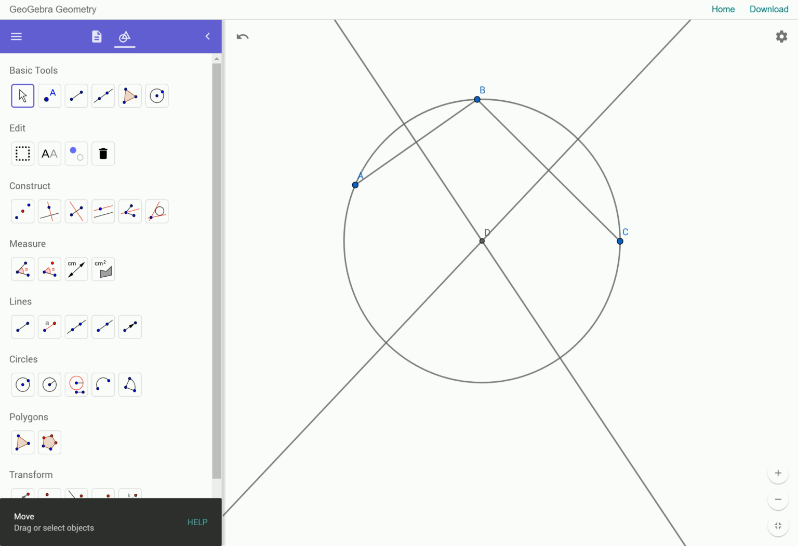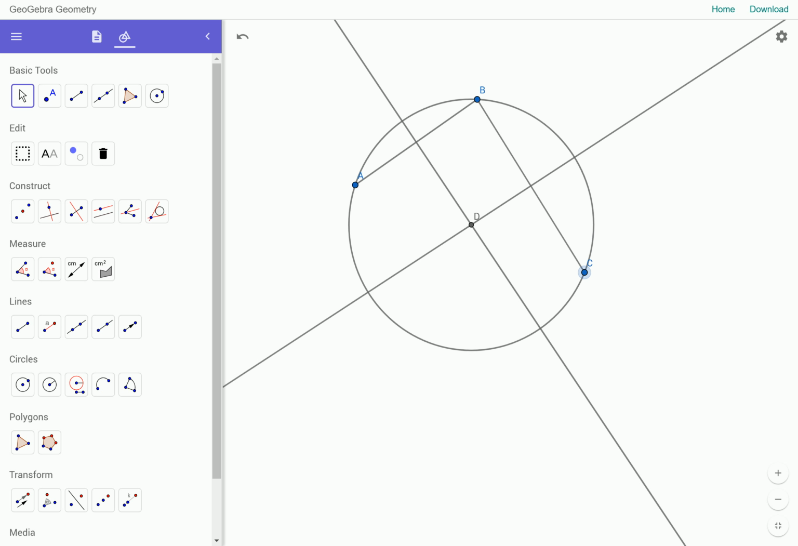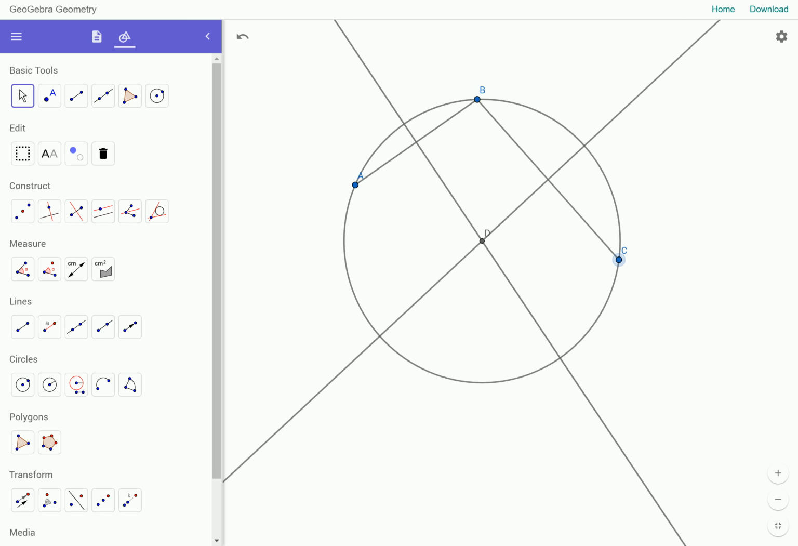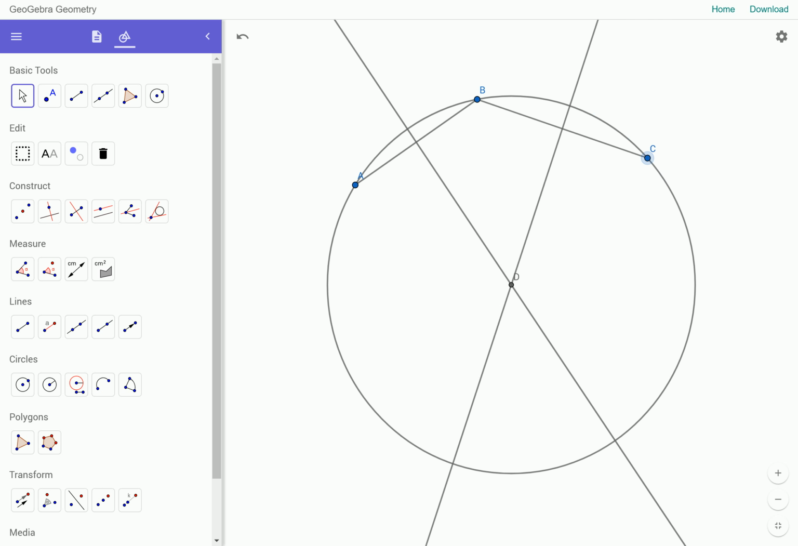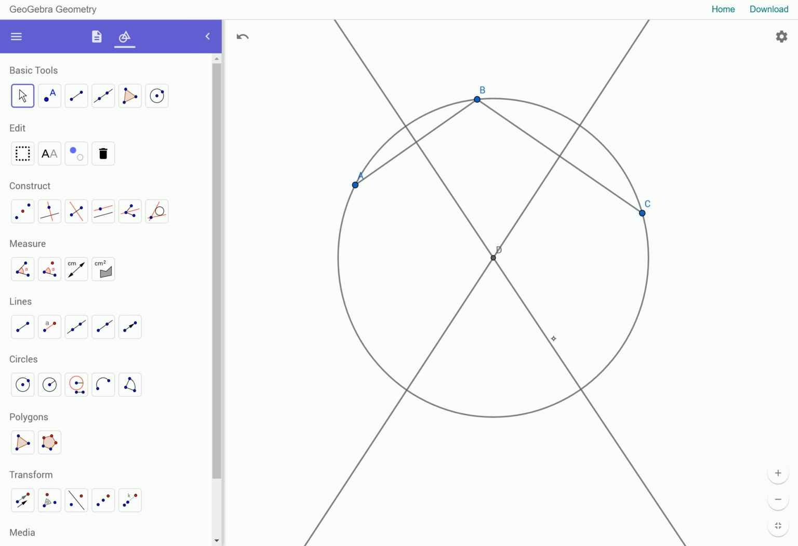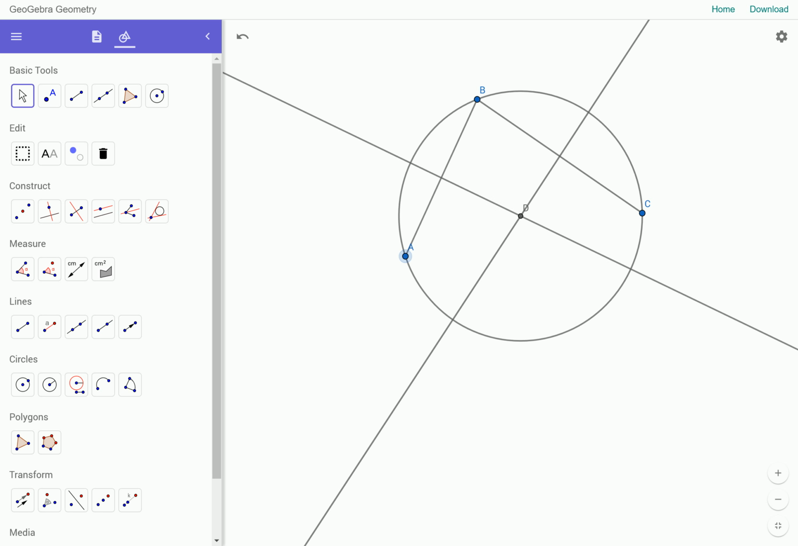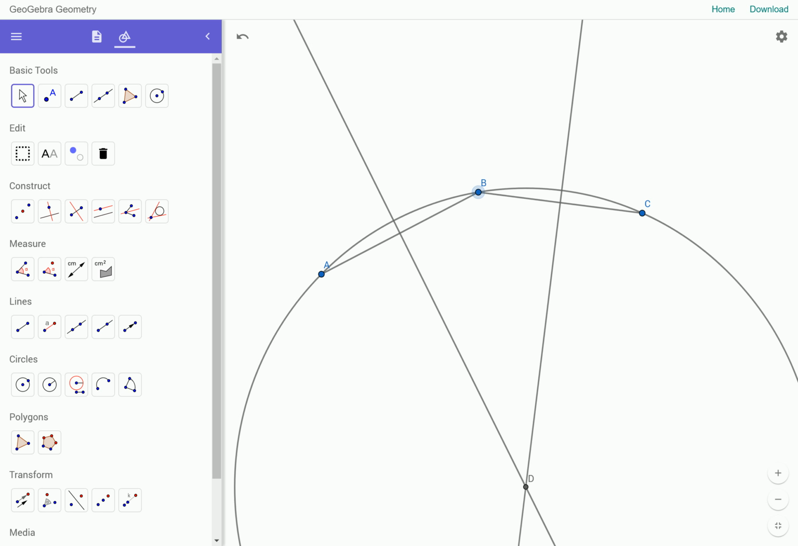Now the lovely thing about GeoGebra is that it's a dynamic geometry sketchpad, meaning these points I can move. So I can pick up my point C and show you that no matter where I move that point C, the circle that I've created will always go through the points A, B and C. That also happens if I move the point A, and it also happens if I move the point B.